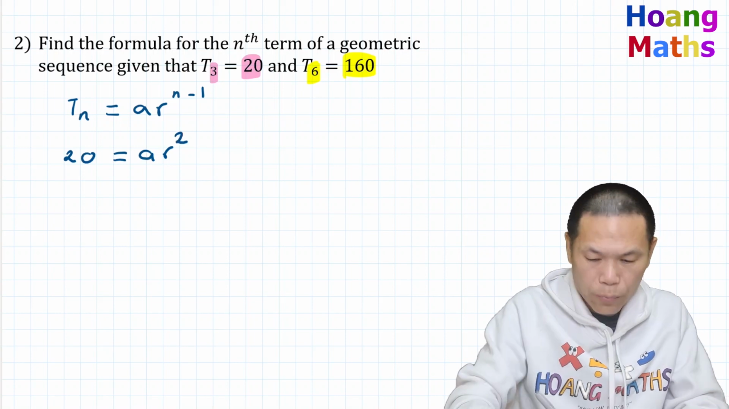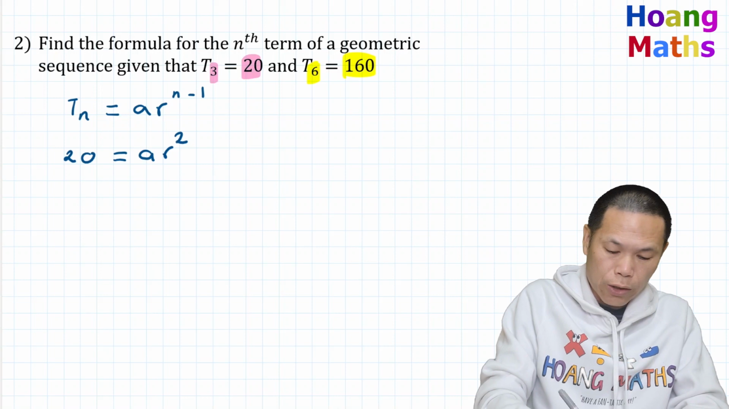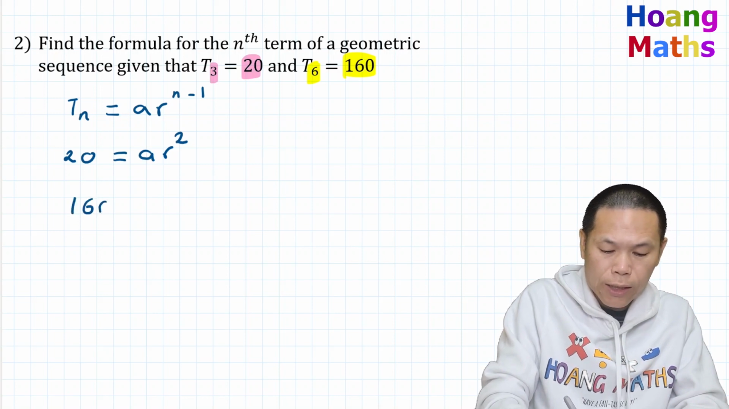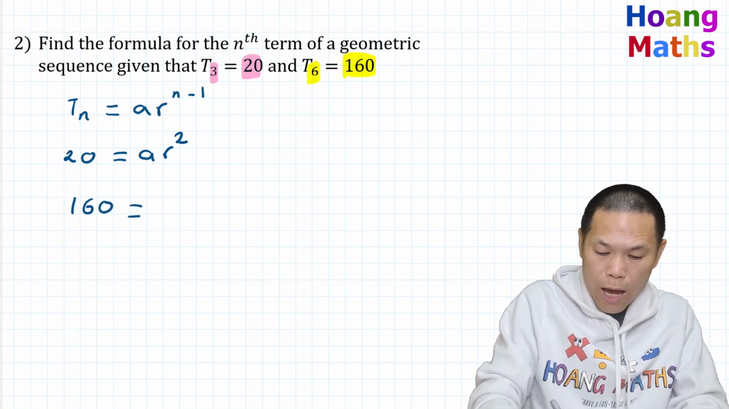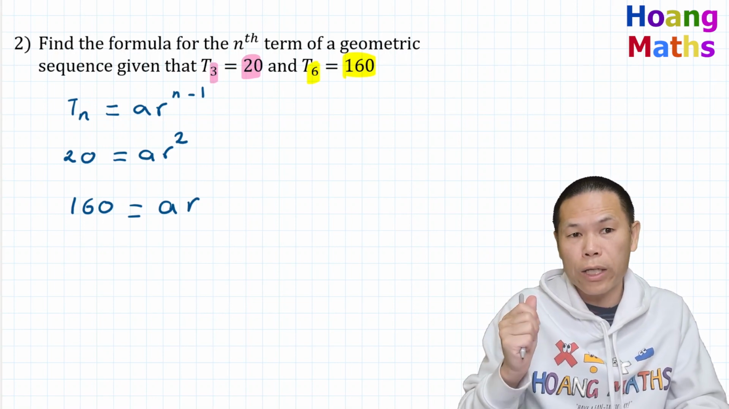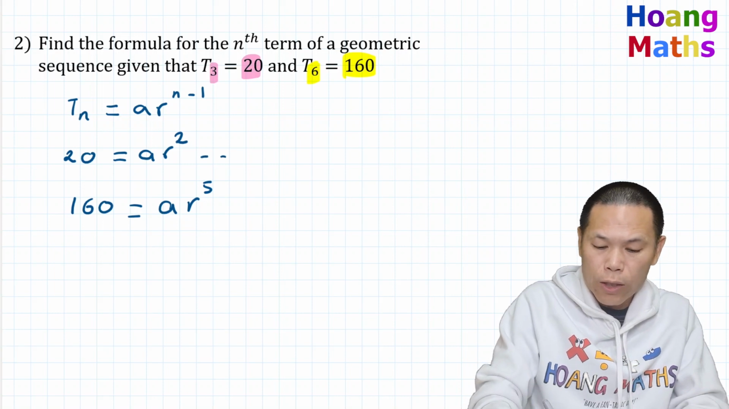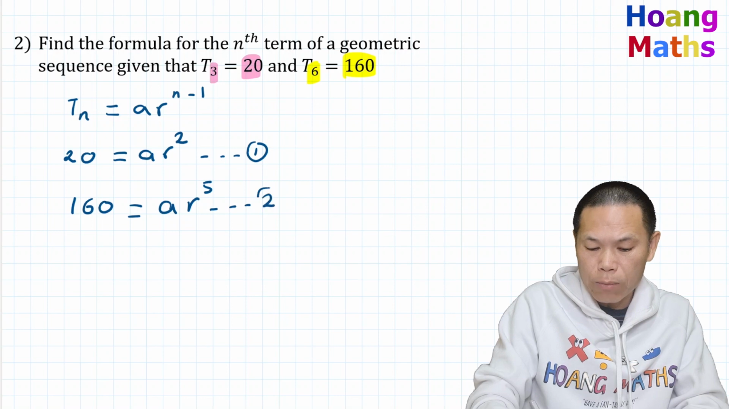So AR squared. Now term 6 is equal to 160. This means that 160 will give me AR power of 6 minus 1. 6 minus 1 is 5, so AR power of 5. Now this is equation number 1, and this one here I name equation number 2.